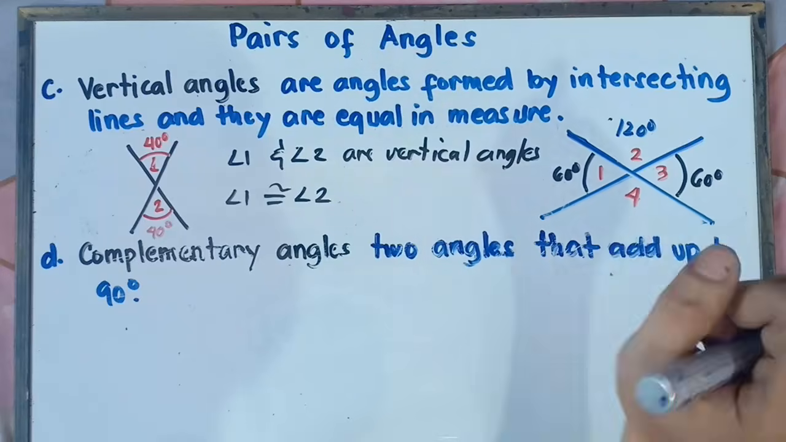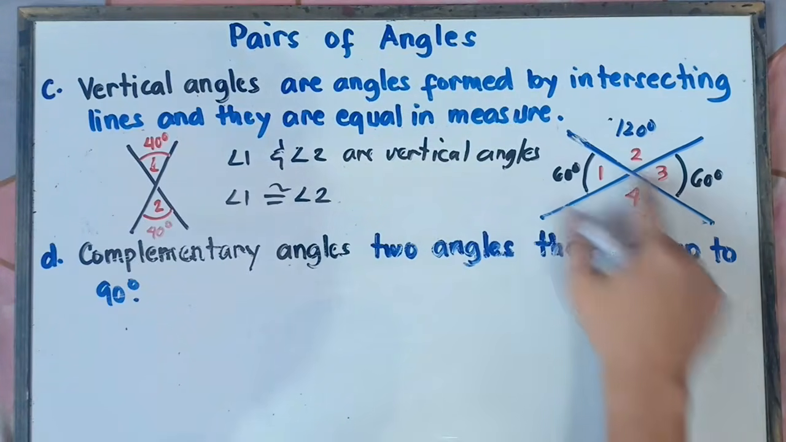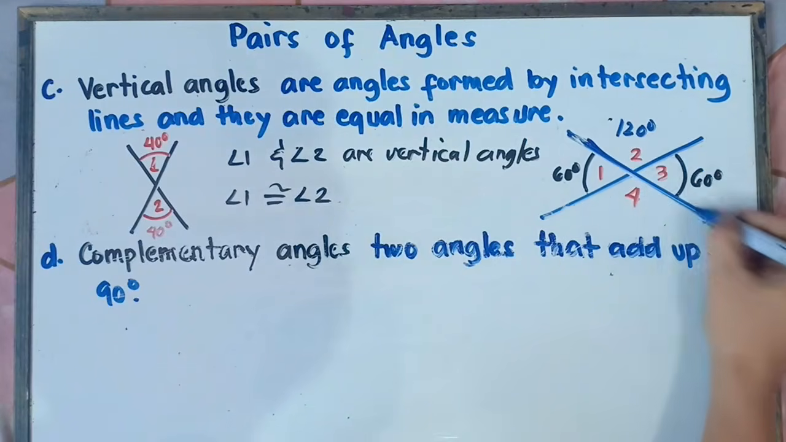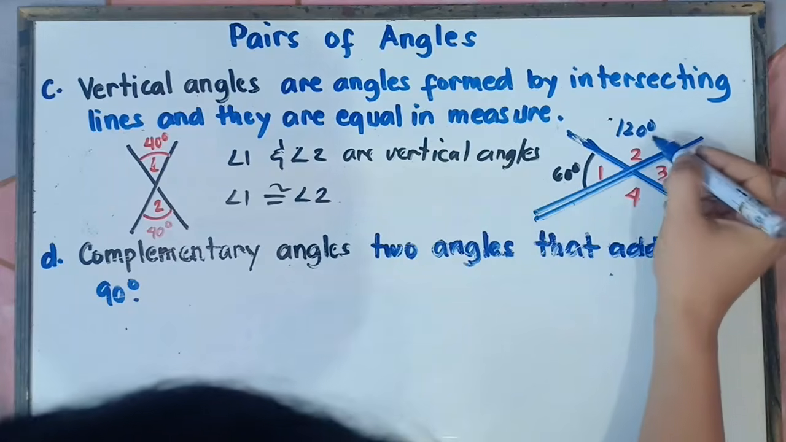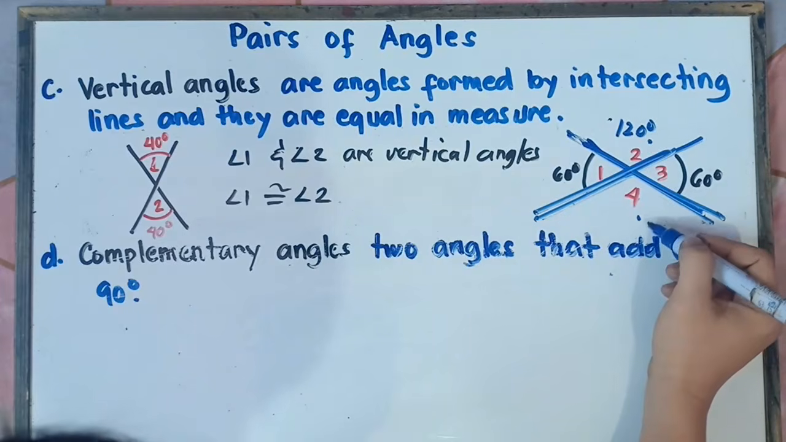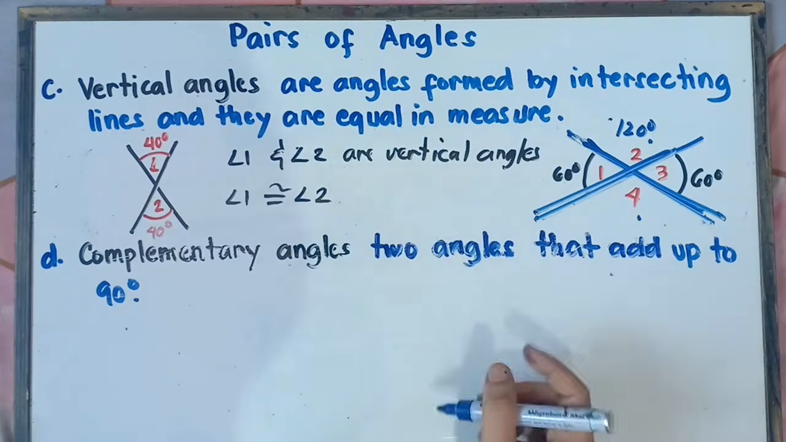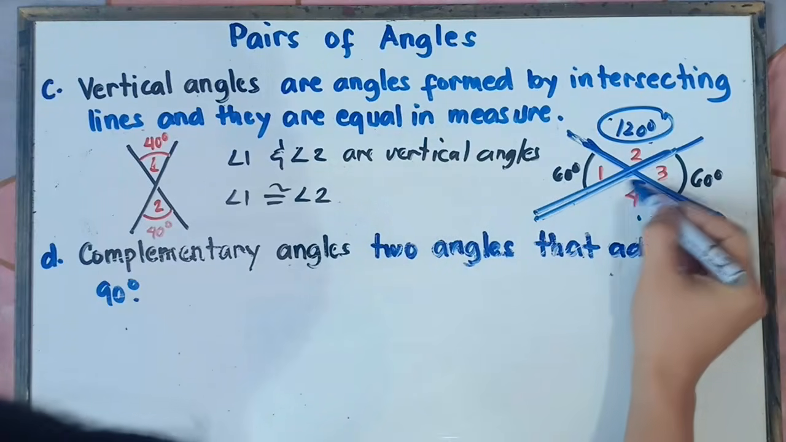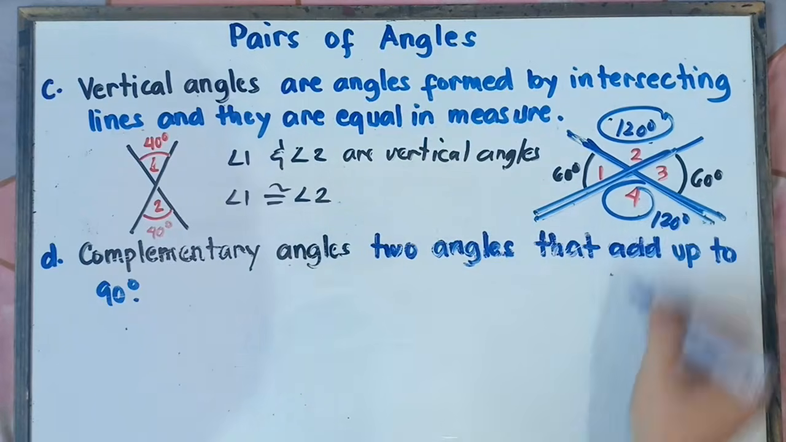Now, what will be the measure of angle 4? We have two intersecting lines. It forms the letter X, right? Therefore, angle 2 and angle 4 are vertical angles, and vertical angles are congruent angles. So if this is 120, the opposite will also be 120 because these are vertical angles.